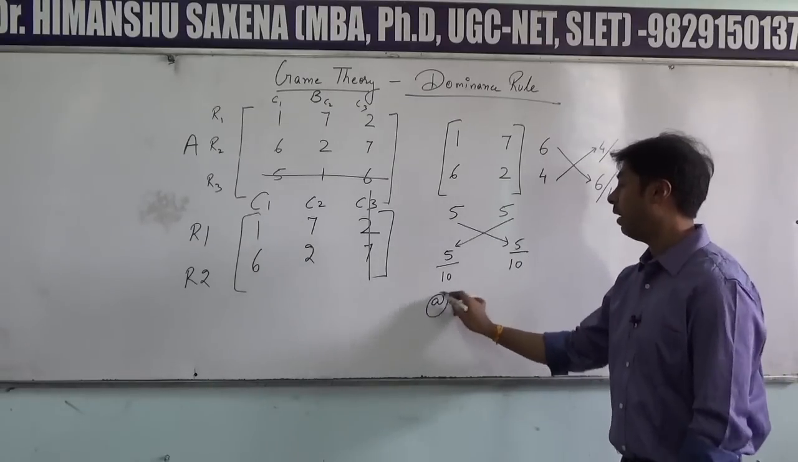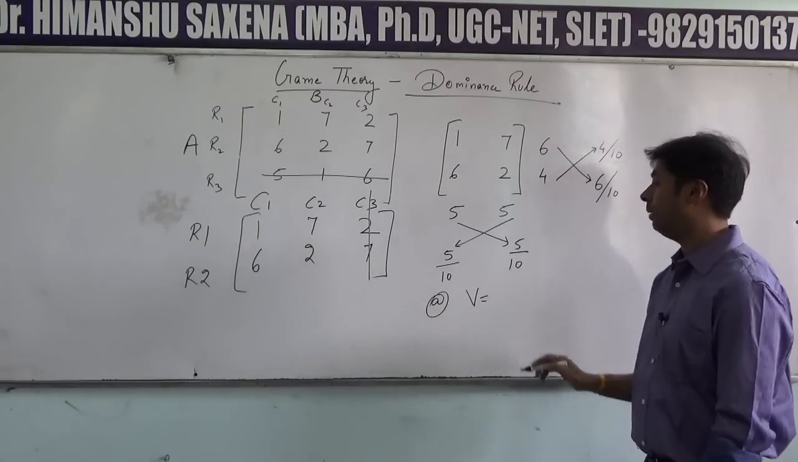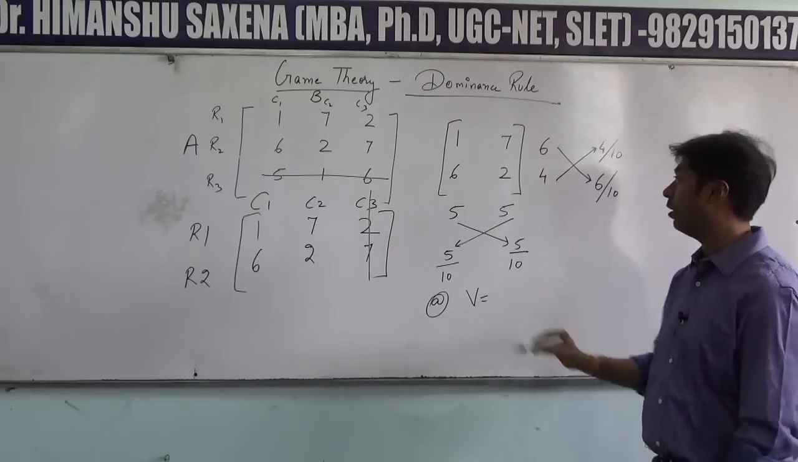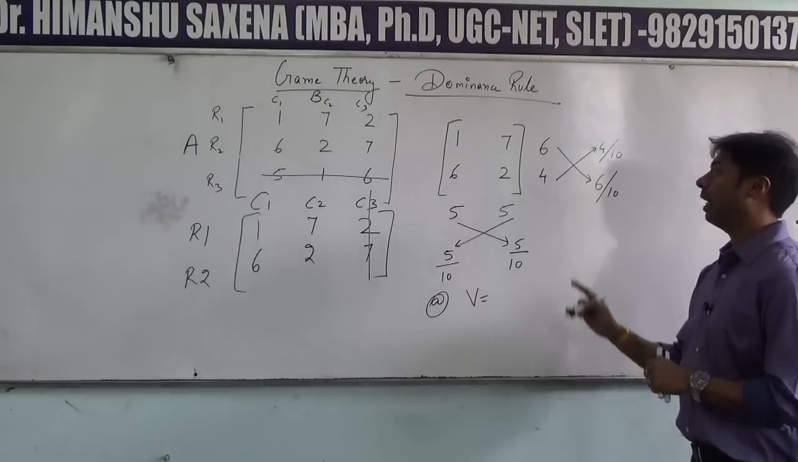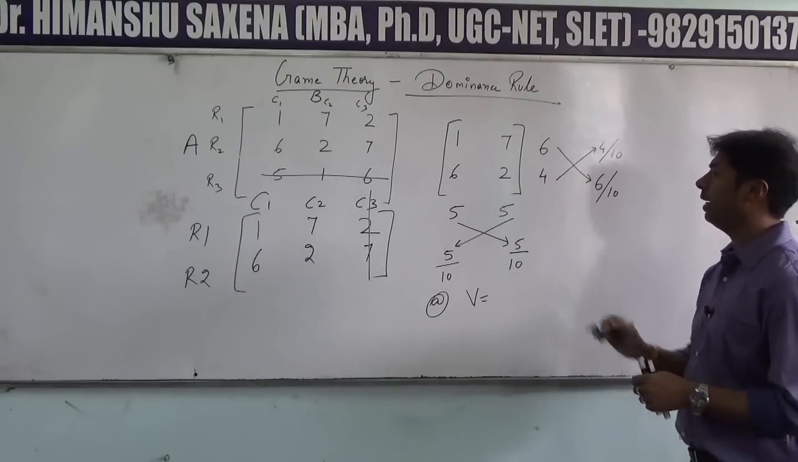Next, we'll have to calculate the value of the game. V represents the value of the game. Now this can be calculated in many ways.